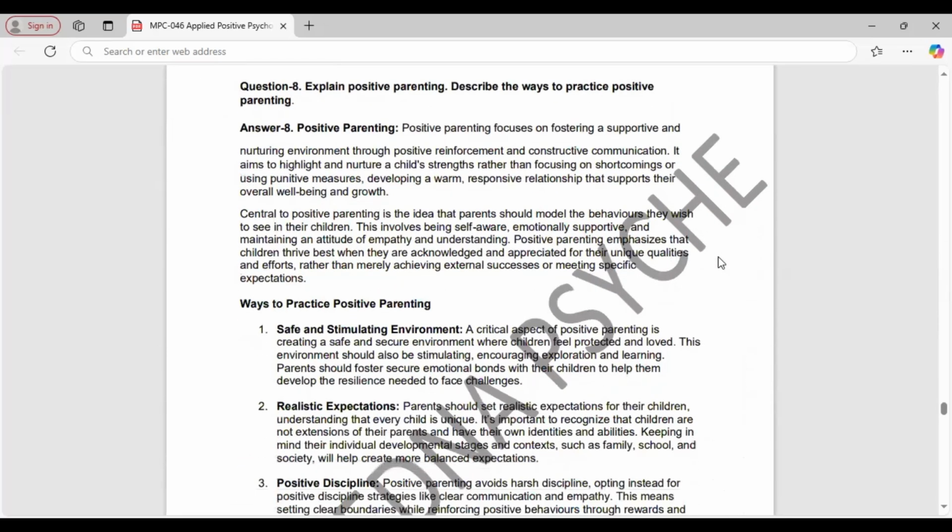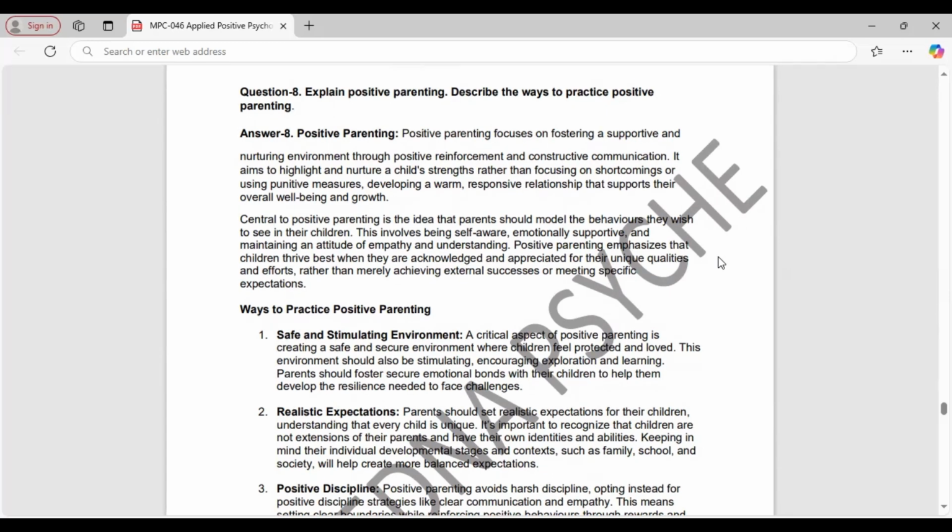Question 8. Explain positive parenting. Describe the ways to practice positive parenting. Positive parenting emphasizes creating a supportive and nurturing environment through positive reinforcement and constructive communication, focusing on the child's strengths rather than shortcomings. It fosters a warm, responsive relationship that enhances overall well-being and growth. Parents are encouraged to model desired behaviors, being self-aware and emotionally supportive while fostering empathy.